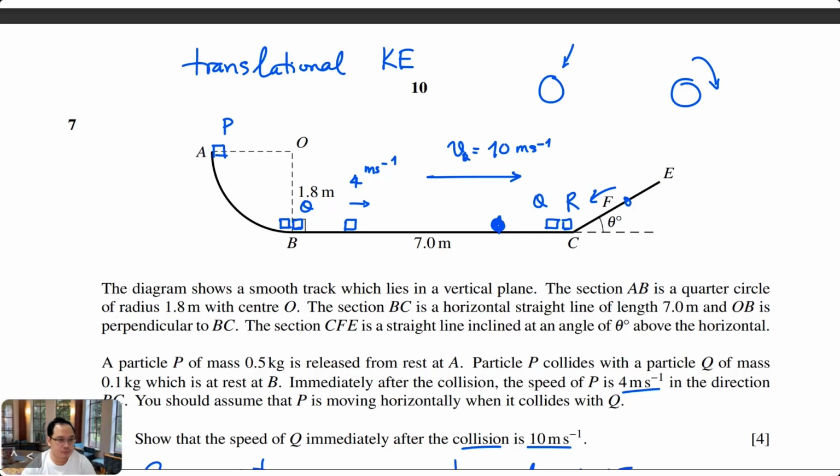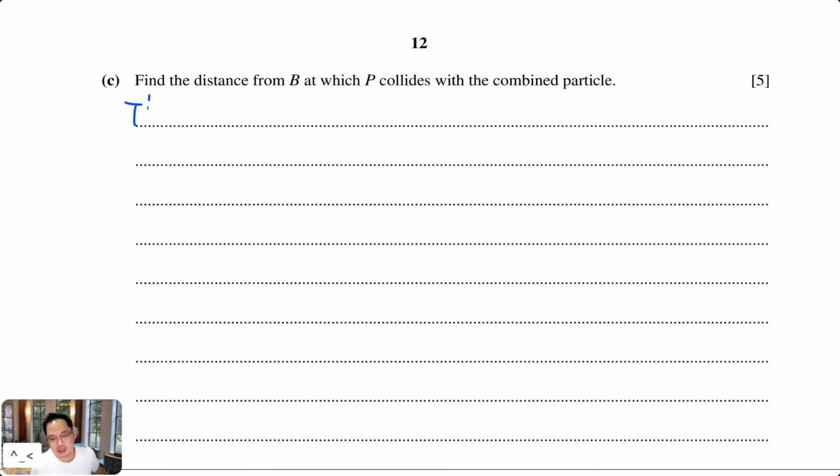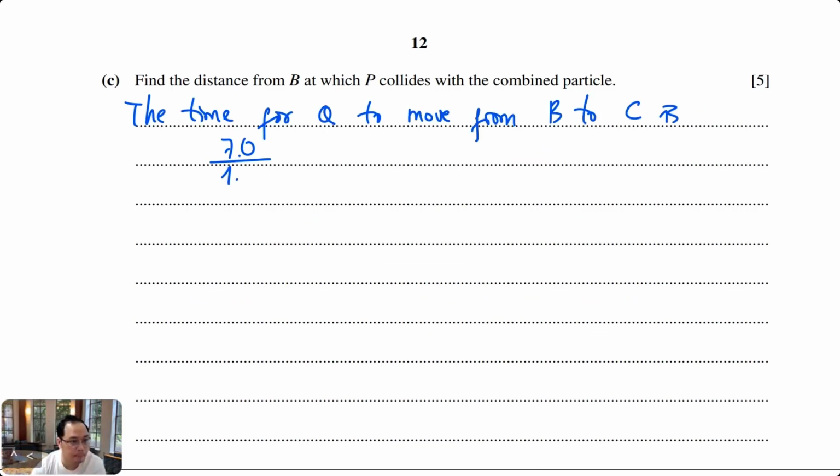And to find the distance from this position to B, firstly, we need to find the position of the particle P, for example, it is here, when the particle Q hits the particle R at C. Okay, the time it takes Q to move from B to C, we take that distance 7 meters divided by the speed of the particle Q, which is 10. So that is 0.7 seconds.